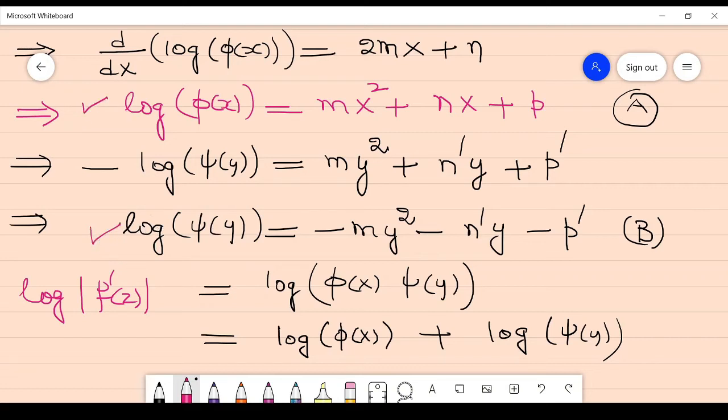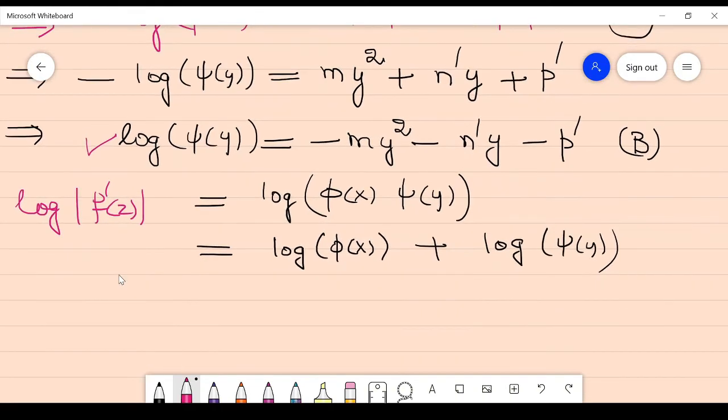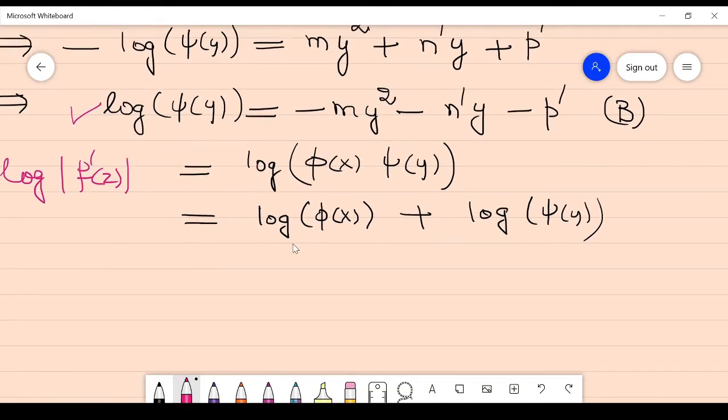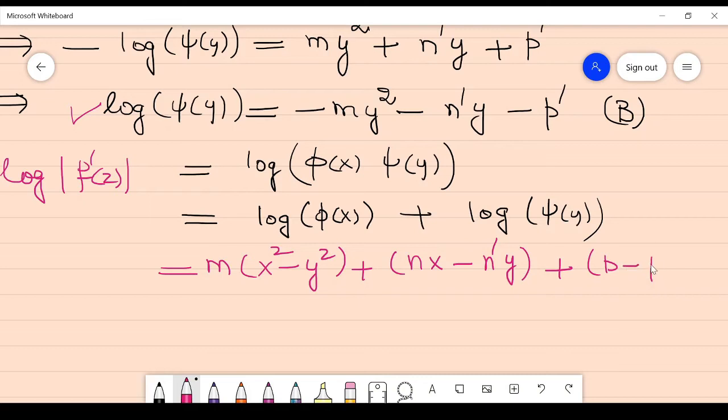Now from this, this is log φ(x), A, and this is B. Now add these two. From the first equation, m is common, so this will be m(x square minus y square); from the second, nx minus n dash y; from the third, p minus p dash. So this is again a constant, we can change the name. So this equation is, suppose, equation number C.